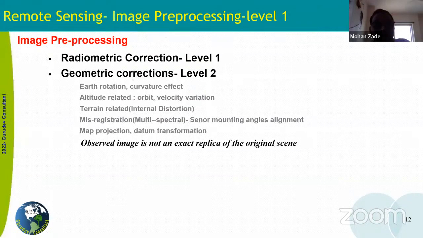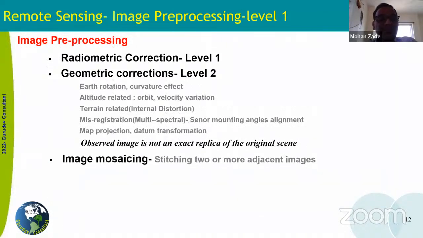The observed image is not an exact replica of the original image. Now here, a raw image from the satellites is not exactly what you see after corrections, because some of the features get distorted, or some get elongated, or some changes happen because of corrections, and those changes are unavoidable. You can't avoid those changes.